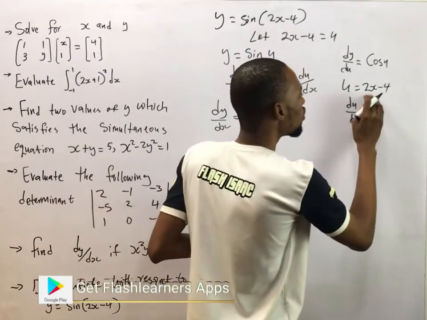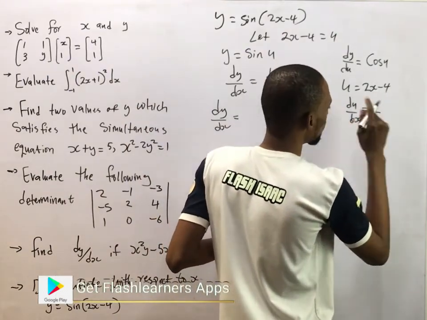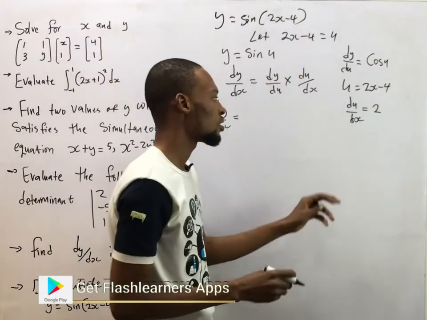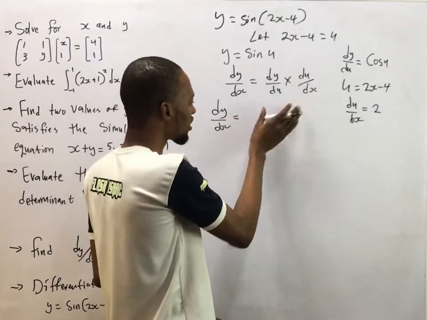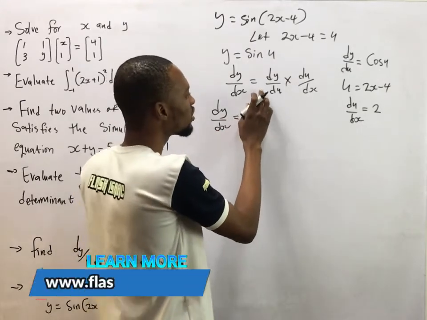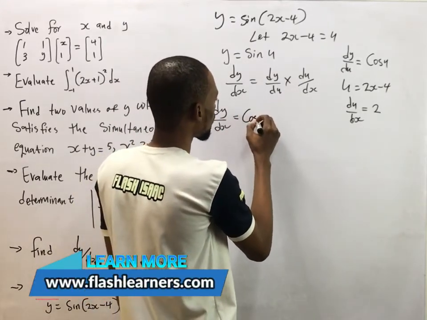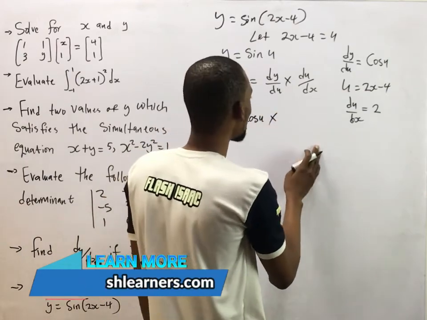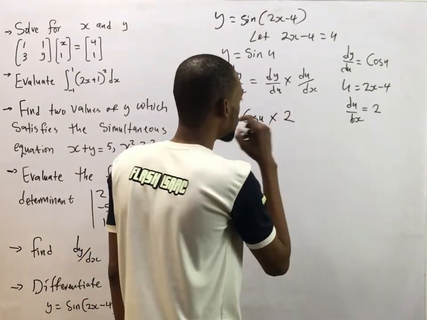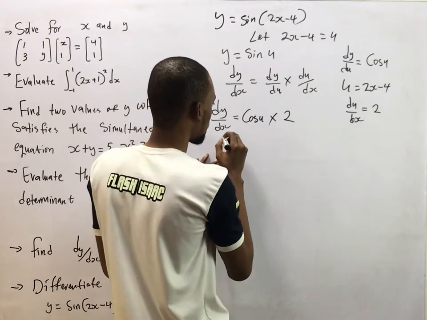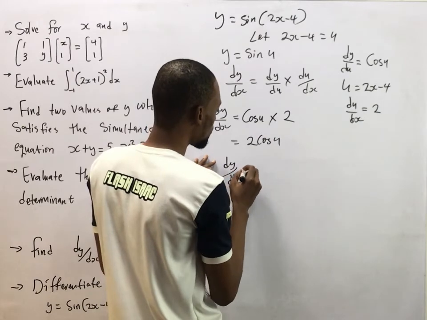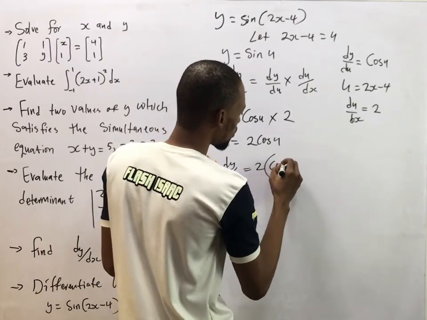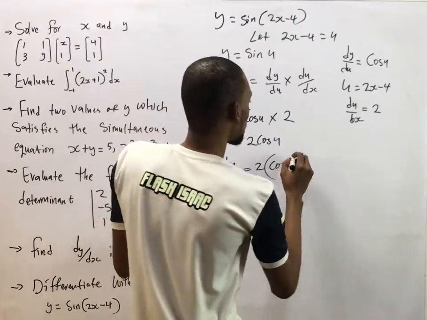So this will give you, when you differentiate 2s, you get 2. Differentiating minus 4, you get 0. So du ds will give you 2. Substituting into this formula, dy ds will be equals dy du is cos u times du ds is 2, which is equals 2 cos u, so dy ds will be equals 2 cos u, where u is equals 2s minus 4.